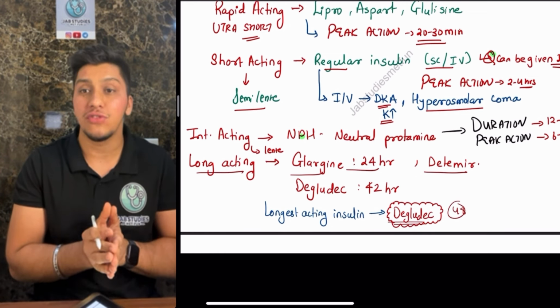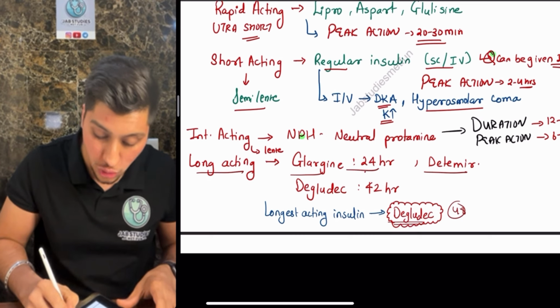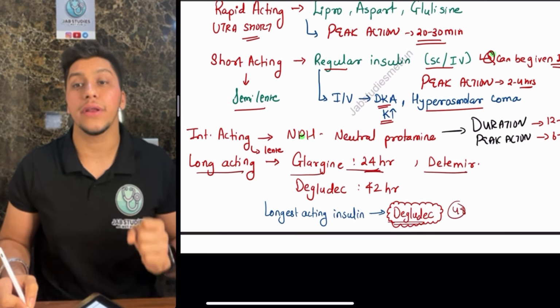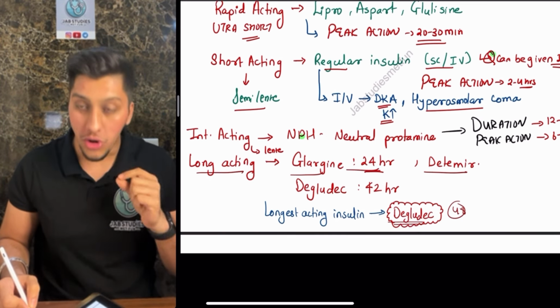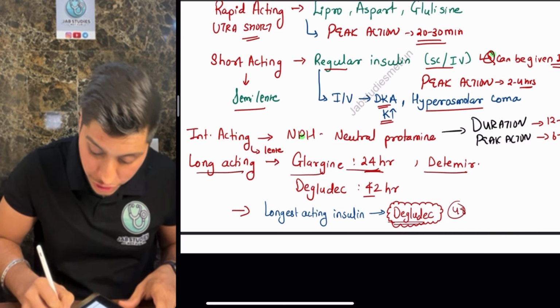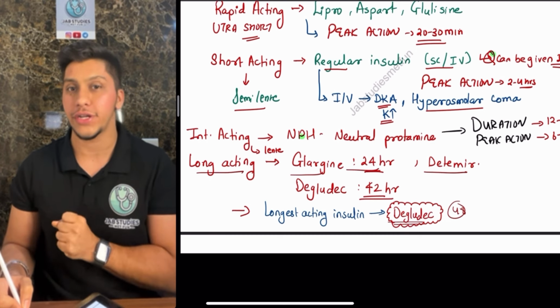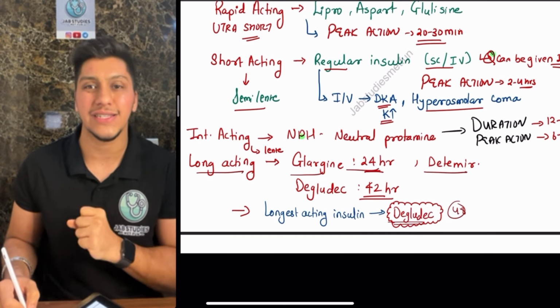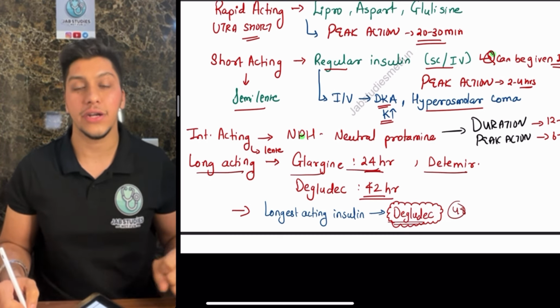Their examples will be Glargine, which can last up to 24 hours, Detemir, and Degludec. Now the important part of Degludec is it is the longest acting insulin, which can last up to 42 to 48 hours. So many MCQs in this slide itself. The longest acting insulin, Degludec.